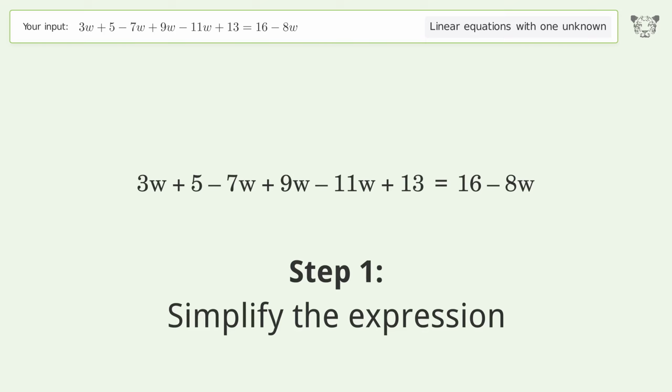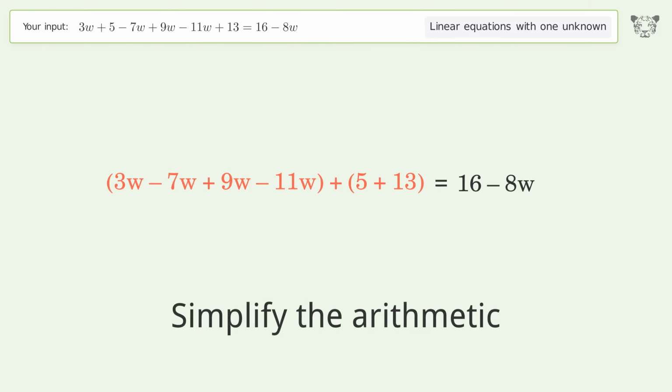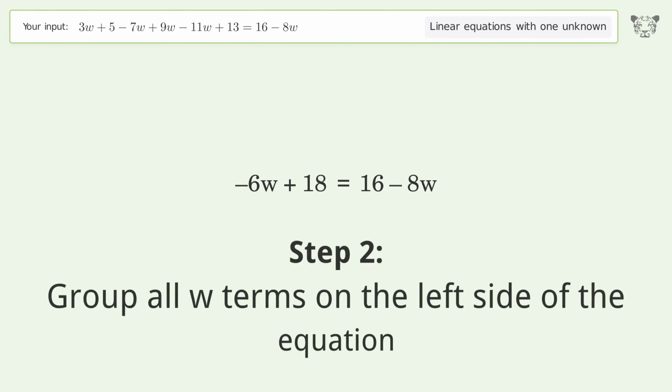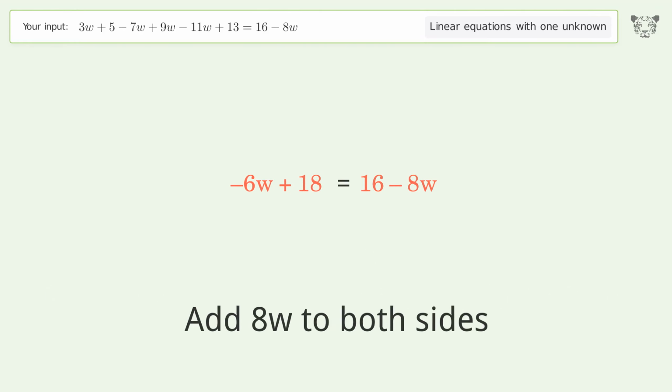Simplify the expression. Group like terms. Simplify the arithmetic. Group all w terms on the left side of the equation. Add 8w to both sides.